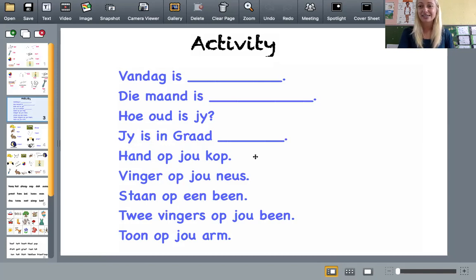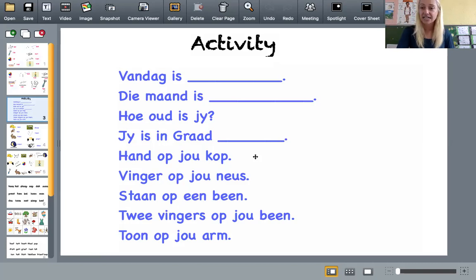Okay. The next few are some body parts and some instructions that we have to follow in Afrikaans. So I'll demonstrate afterwards, but I'm going to give you a second to do it yourself. It says, hand op jou kop. Sit jou hand op jou kop. What does that mean? And do it for me, and I'll show you if you're doing it right. Hand op jou kop. Hand op jou, on your kop is your head. Hand on your head.